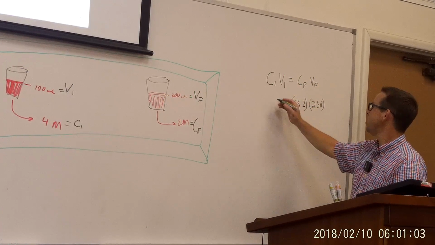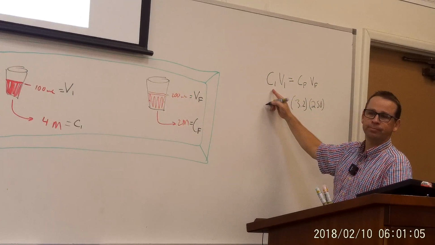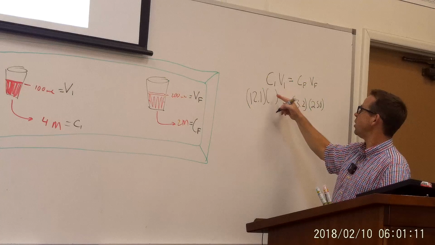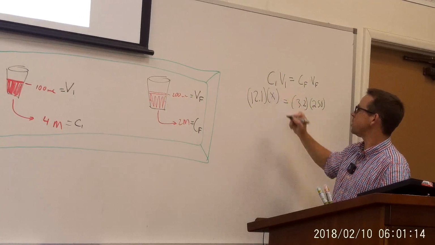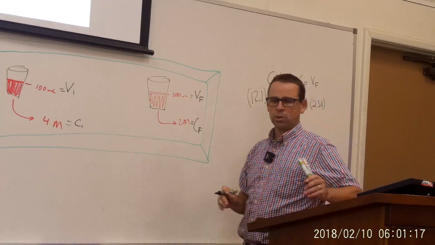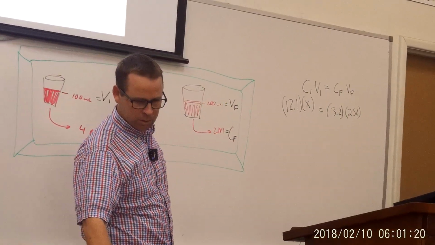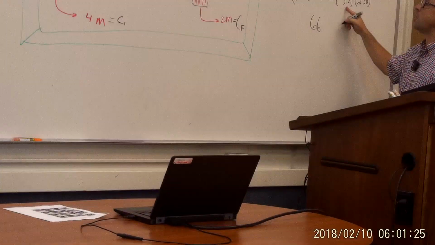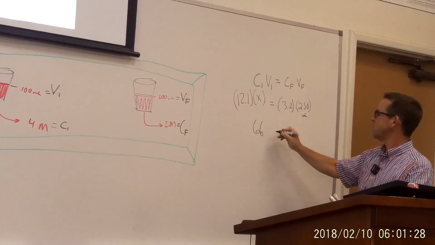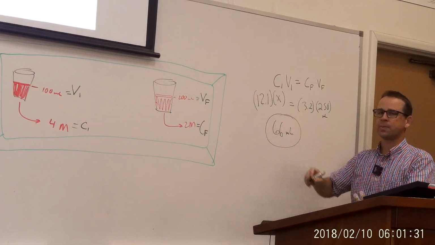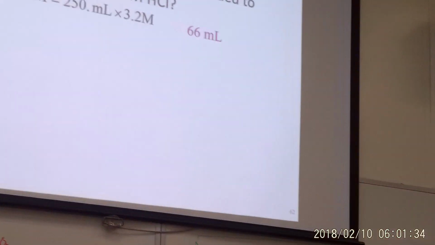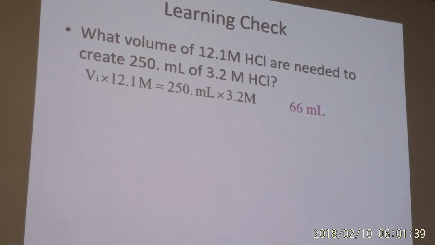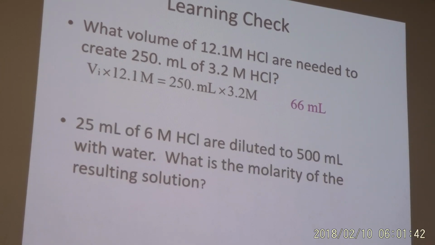Okay? Do we know our initial concentration? 12.1. Do we know how much of our initial volume material we need? We don't, but we can solve for that. Right? So we identify how much of the 12.1 solution we need by doing this. And we put that in there. The answer is 66. The units for the 250 here was in milliliters, so this is units in milliliters. All right? So that's how we perform or utilize the dilution equation to answer questions about making solutions or what the concentration is after we do a dilution.